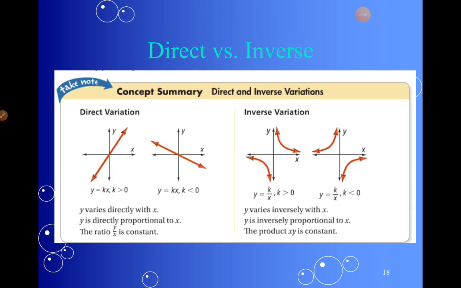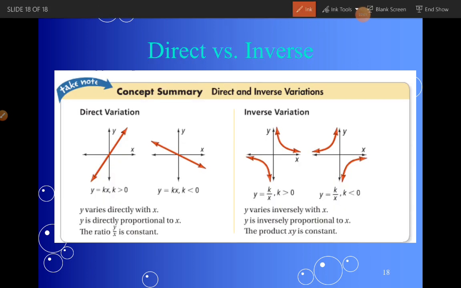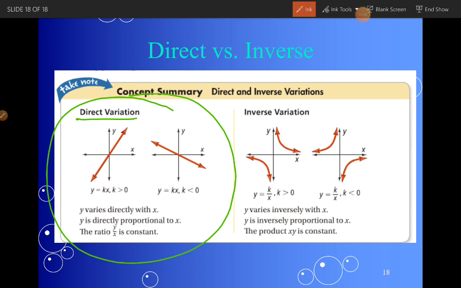So the only other thing you really need to know about this is what the graphs look like. So remember, direct variation is a straight line. Direct variation is very similar to something that you're constantly getting. A great example of this is if you work at an hourly wage job. The more hours you work, the more money you get. The fewer hours you work, the less money you get. It's directly proportional. So it's very much like a linear function, y equals kx.